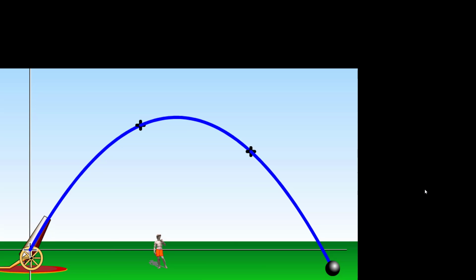So the question: the ball is projected at an angle of 60 degrees with a certain speed v naught, which is equal to 15 meters per second, and we have been asked to calculate the maximum height and the horizontal range r.